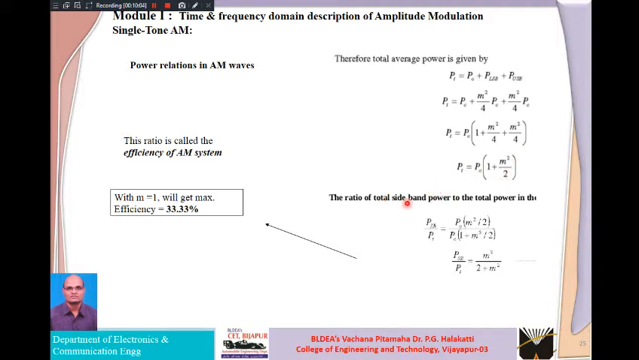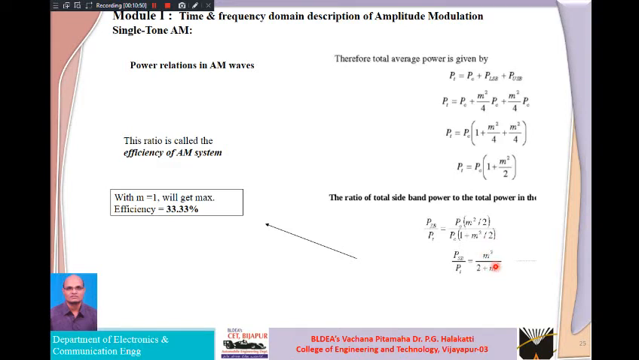Similarly, we can get the ratio between the total sideband power and total power. Total sideband power, if you add these two sideband powers, what will you get? m square by 2 PC. We simply add m square by 4 plus m square by 4, which gives 2m square by 4, meaning m square by 2 PC. Total power, as we just got, is PC into bracket 1 plus m square by 2. So PC got cancelled, and what is left is the relation between the sideband power and total power only in terms of m square.